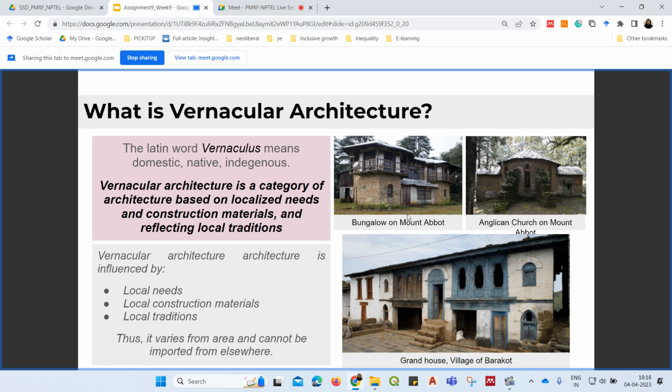So if you see this building, this is a bungalow in Mount Abbott, and this is the Anglican church there, and this is the Grand House village of Barakot. So Mount Abbott and Barakot are areas which are very close by, both lying in the Himachal region of India. So I'll ask you another question. Do you think both of these are examples of vernacular architecture, or only the grand house of the village is an example of vernacular architecture?